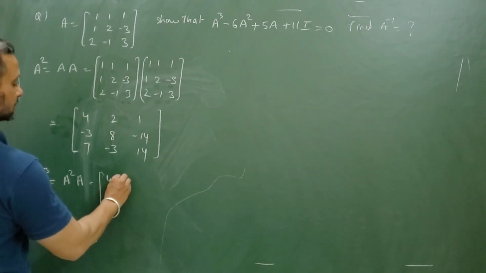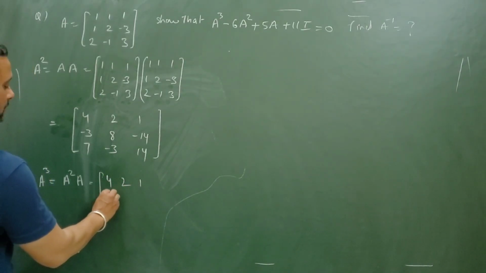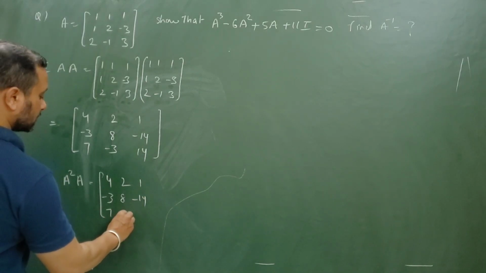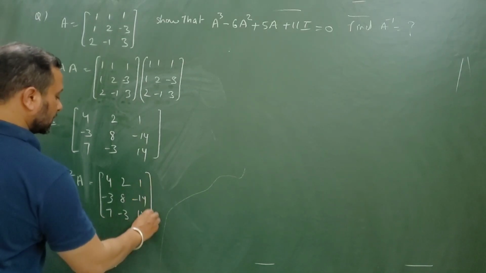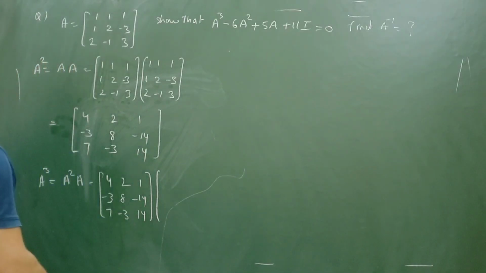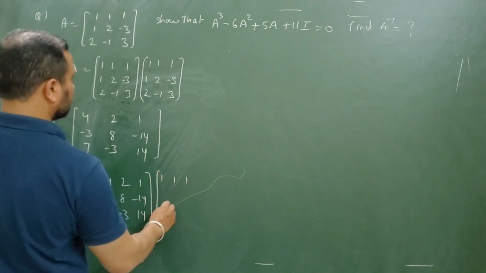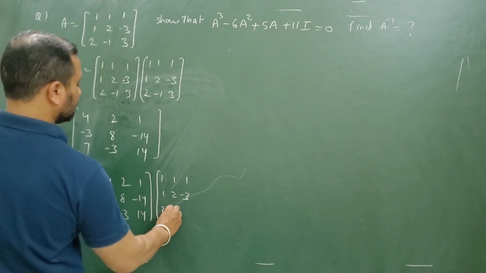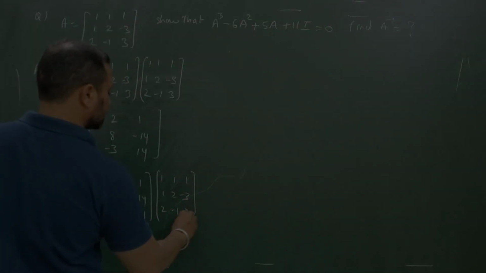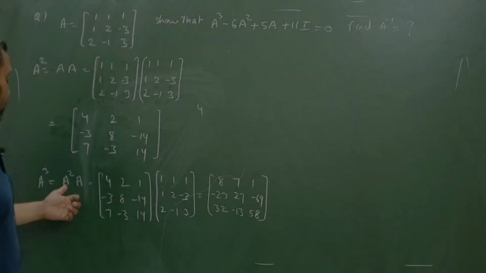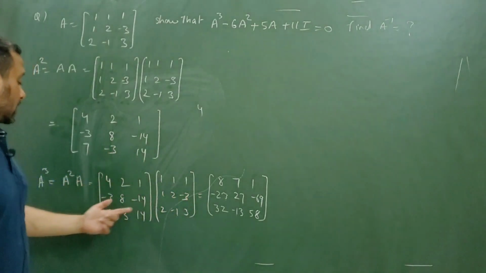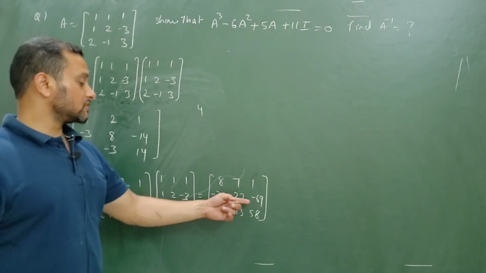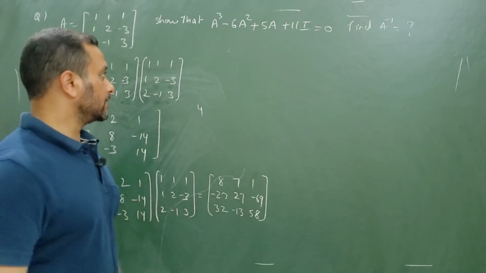The matrix A square is 4 2 1, minus 3 8 14, 7 minus 3 14, and the matrix A is 1 1 1, 1 2 minus 3, 2 minus 1 and 3. So after multiplying A square and A, we get the product of the two matrices as 8 7 1, minus 23 27 69, 32 minus 13 and 58. Let's see.